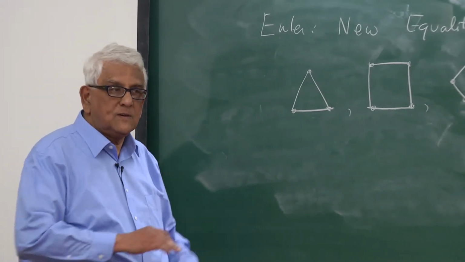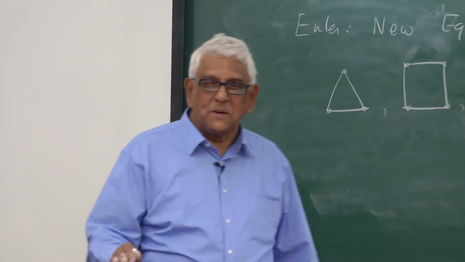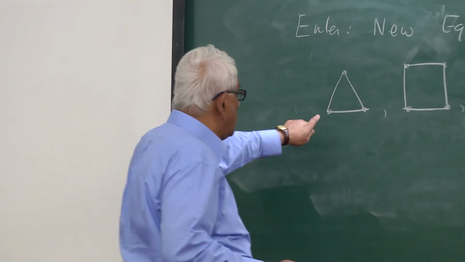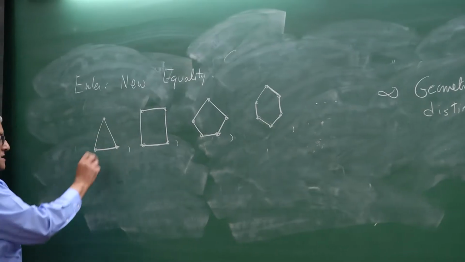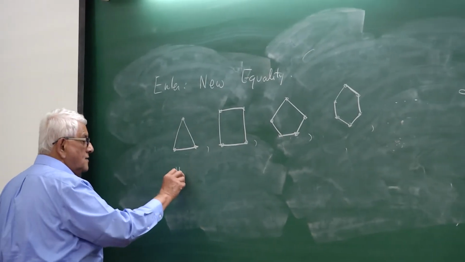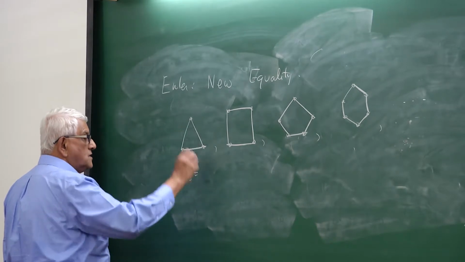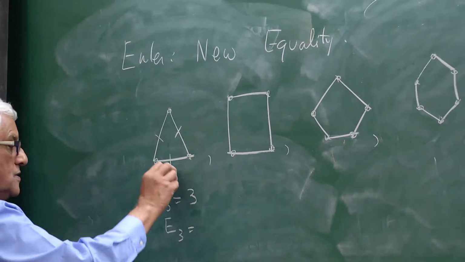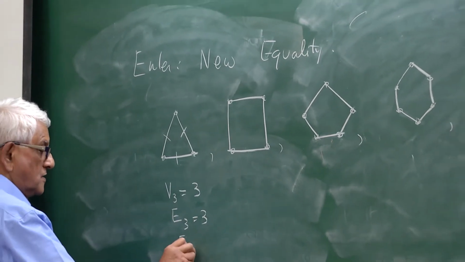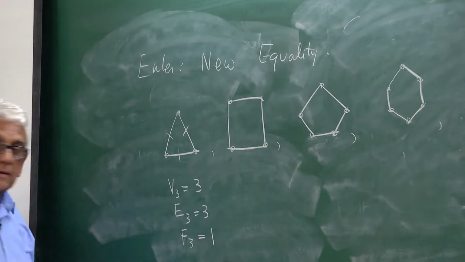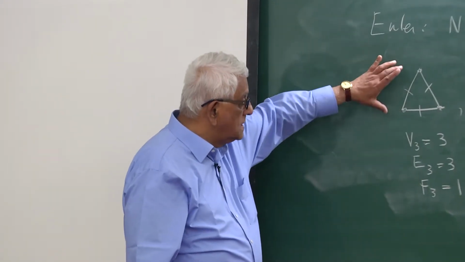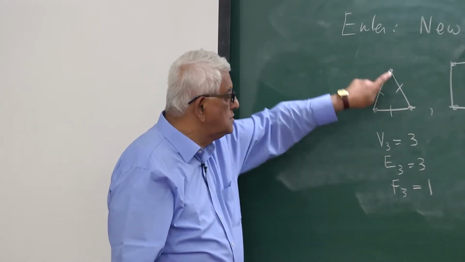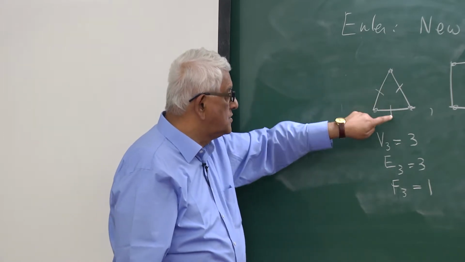What Euler did, I do not know why he did this, but he did something extremely simple. He counted the number of vertices here. So this is V for the 3 dimensionals 1, 2, 3. We counted the number of edges 1, 2, 3, and counted the number of faces, which is 1. Right. So here you have a 3-sided figure. All you have done is I have counted 1, 2, 3 vertices, 1, 2, 3 edges.